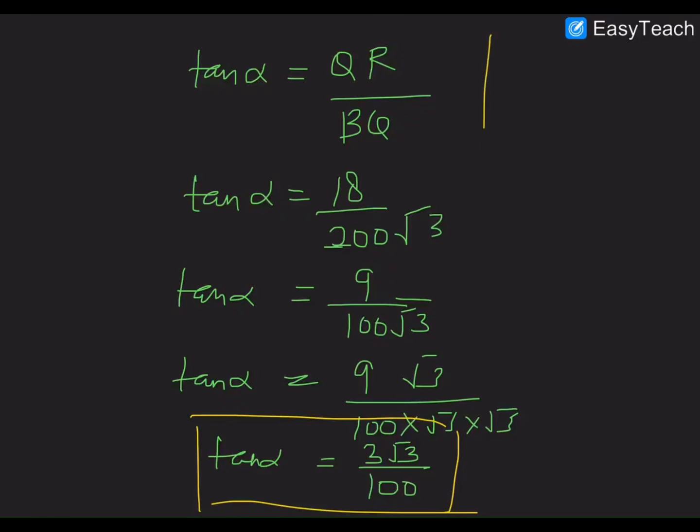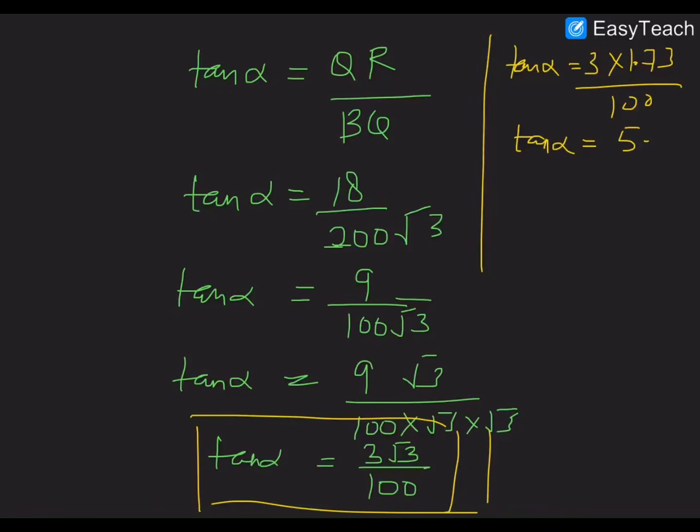Further, if you want to calculate, tan alpha equals 5.19 by 100, which comes out to be 0.0519. So tan alpha is equal to 0.052 approximately.